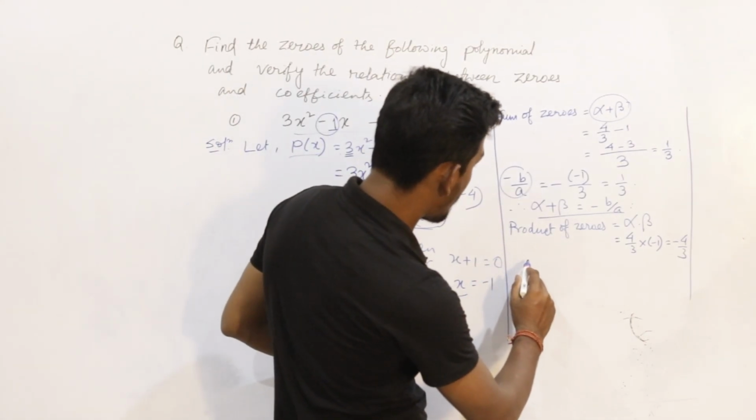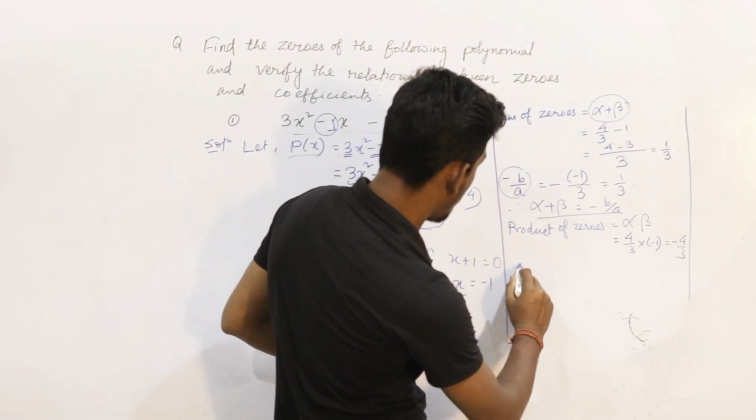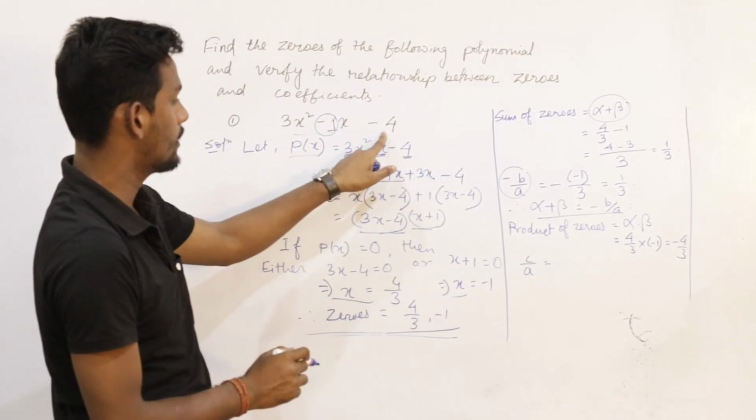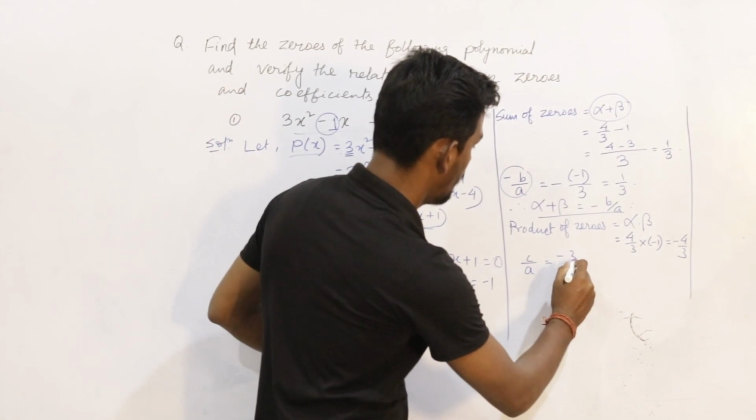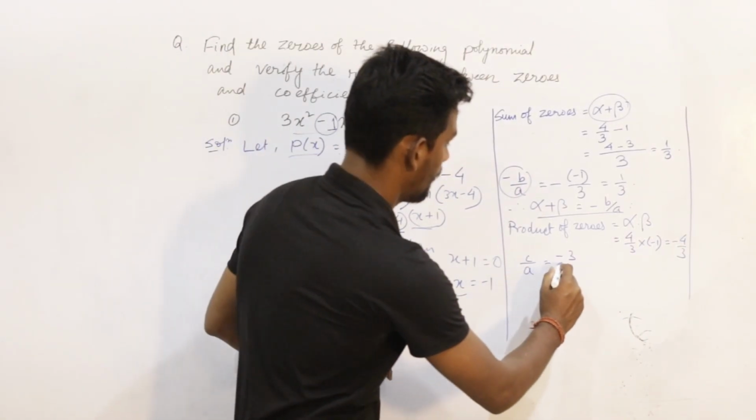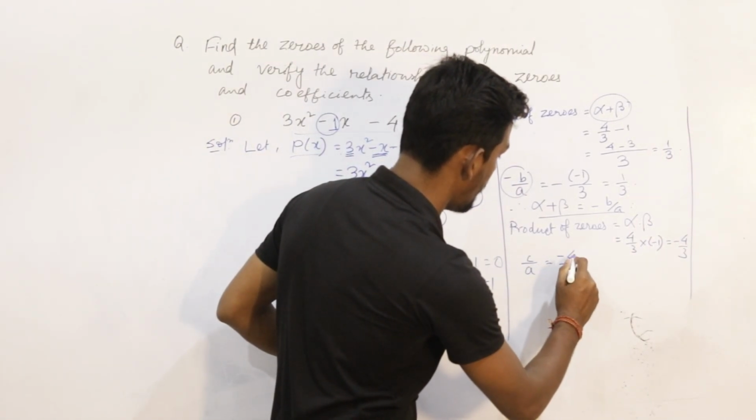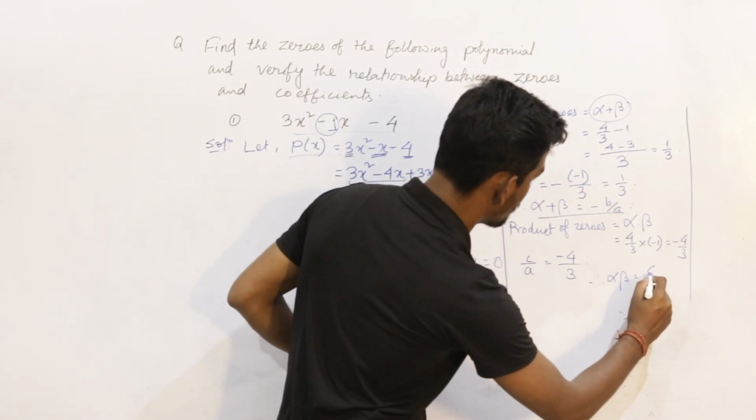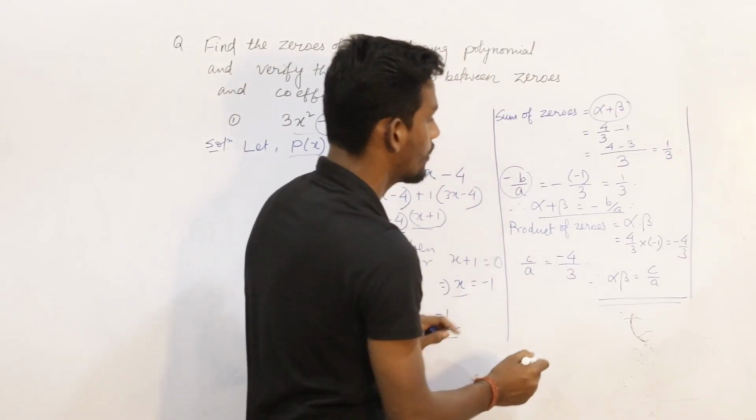Product of zeros was C by A. What is C? C is minus 4. What is A? A is 3. Sorry, C is minus 4, A is 3. So therefore, alpha into beta is equal to C by A. So the relations are verified.